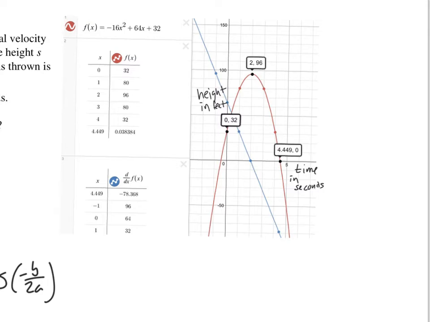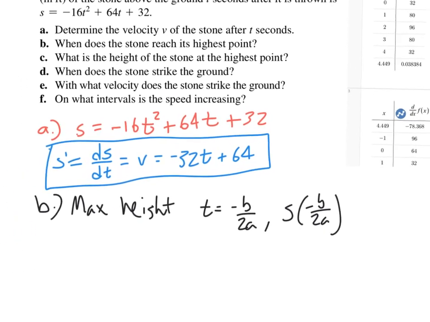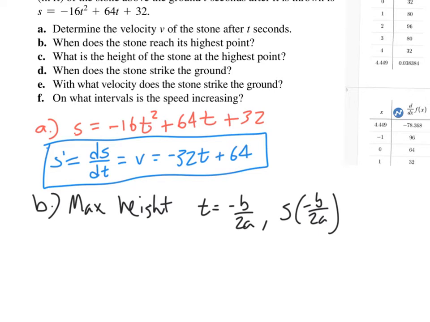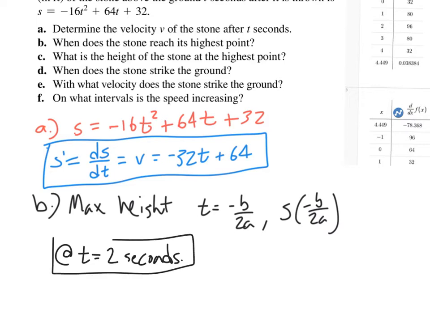So let's just go ahead and write that down. We could do that algebraically, but I just want to save some time. So when does it reach its highest point? So that's at t equals 2 seconds. Okay? That's the answer for B. Part C says, what is the height of the stone at its highest point? And so part C, we would say that that's at 96 feet. Okay. All right, and then it asks, when does the stone strike the ground?